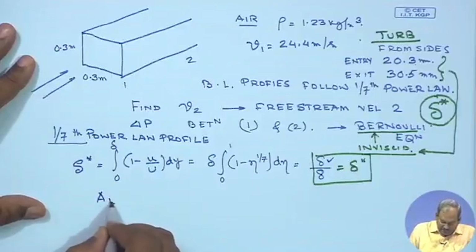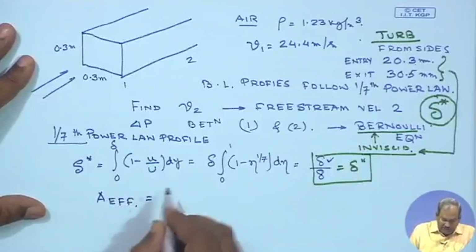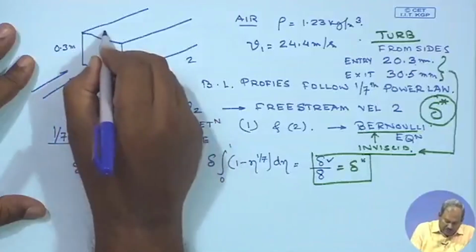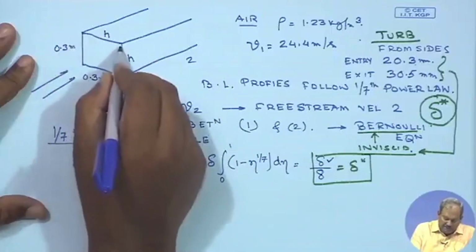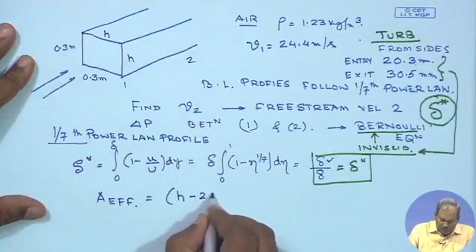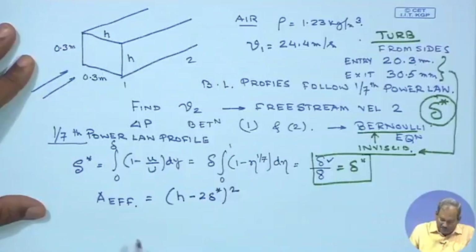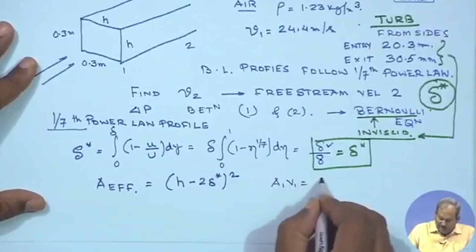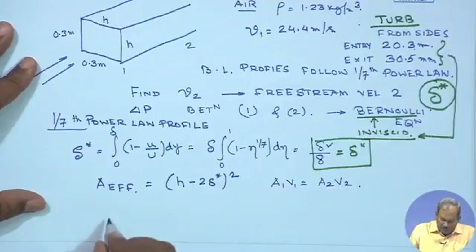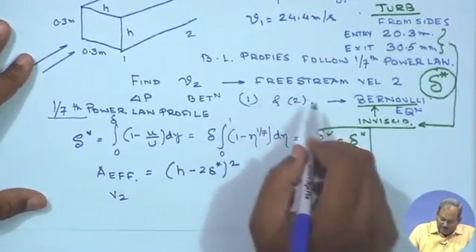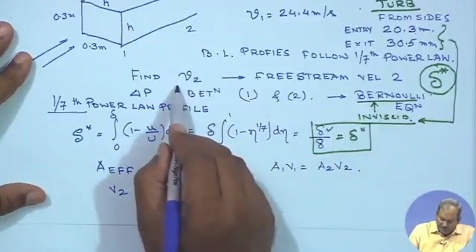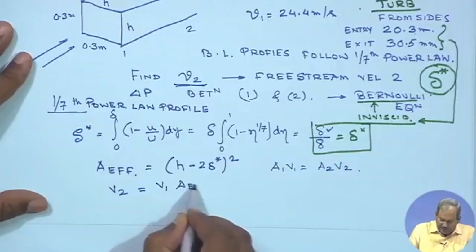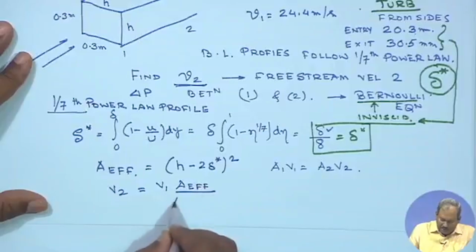So, A effective, as I explained, is simply going to be the size of this duct minus 2 delta star, whole square. So, if you use the equation of continuity, A1 V1 is equal to A2 V2, the first thing that you have to find out is V2. V2 would simply be equal to V1 times A effective at 1 by A effective at 2.